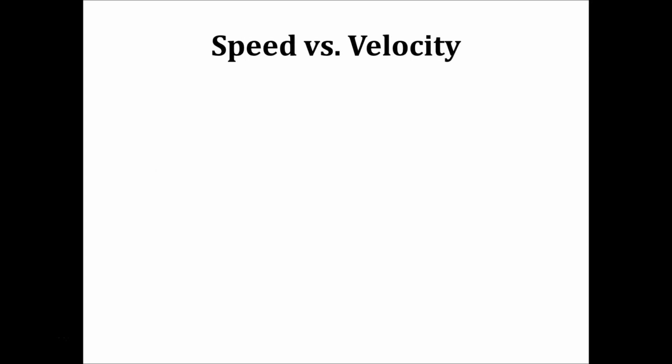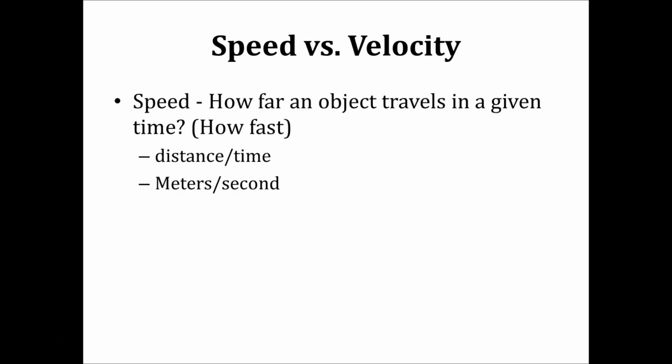So let's look at a couple other vectors versus scalars, speed and velocity. Speed, we've all heard about speed before, right? Speed is essentially how fast something's traveling. Specifically, this is how far an object travels in a given period of time. So for example, if we're traveling 60 miles per hour, that means that in 1 hour, the car will travel 60 miles. So we're essentially saying how much distance will we travel in a given period of time.